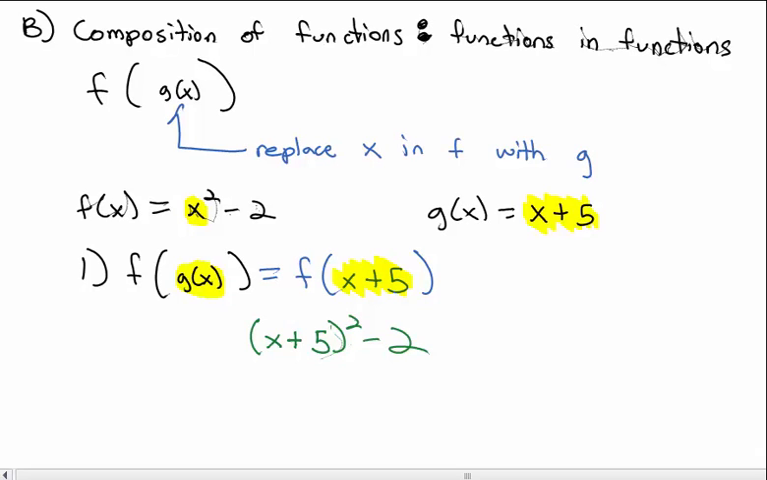We can do a little simplifying with it. Squaring it, we get x squared plus 10x plus 25 minus 2, and that just gives us the like terms at the end. So for our final composition for f of g of x, we have x squared plus 10x plus 23.